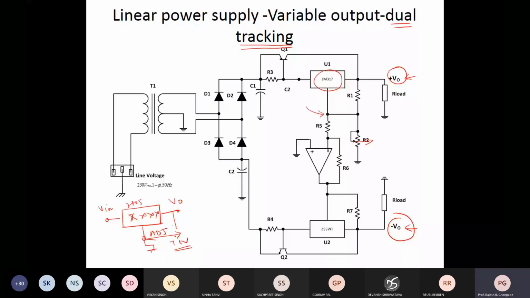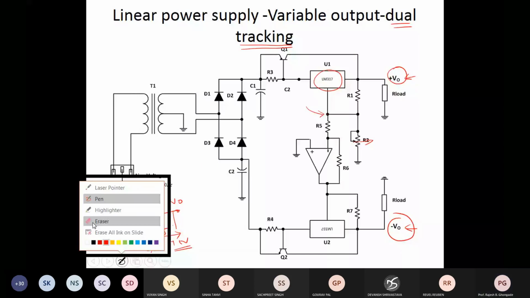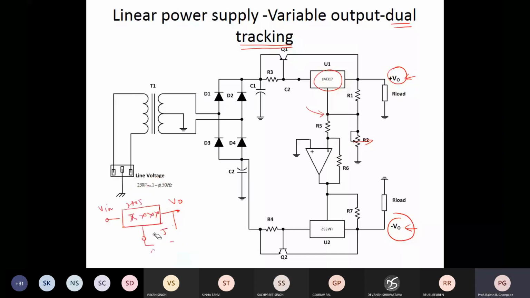Now, once I change this reference to some other voltage, for example 3 volts, this is the ADJ terminal, so in spite of that, the output is going to be, since the ADJ terminal is already at 3 volts, 5 plus 3, that is 8 volts. So I have a mechanism wherein the output voltage gets changed. This is the concept of the variable output regulator. Okay? Now, yes sir, okay.